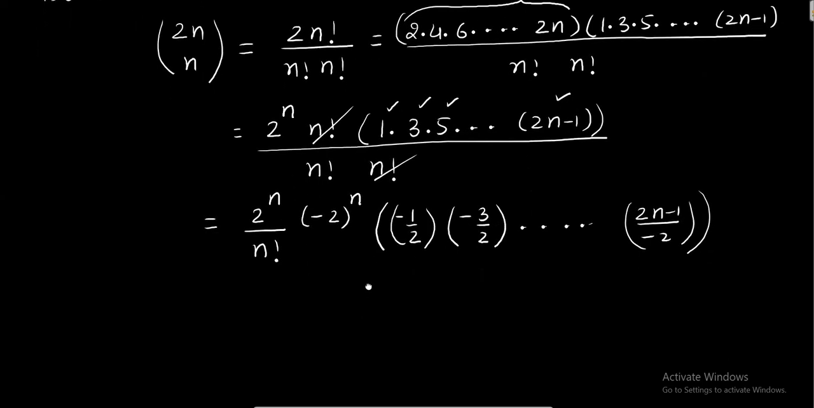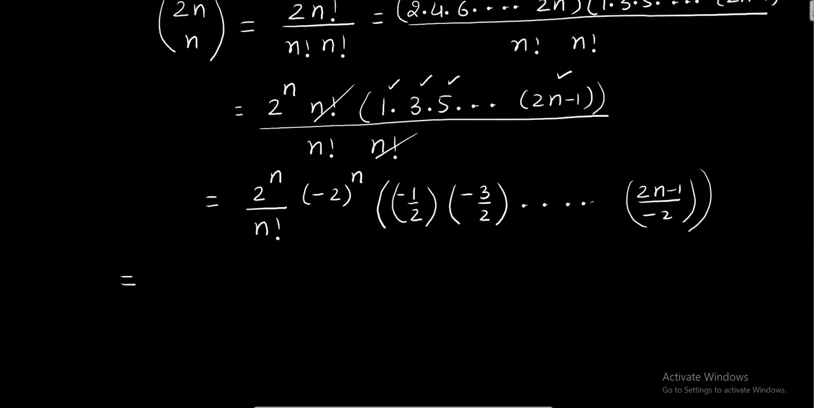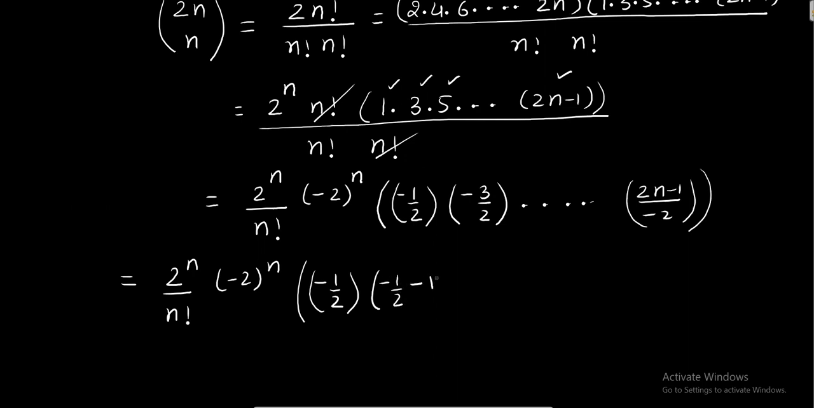I'm going to write it in a little symmetric way. What is that symmetric way? Let's see. 2 power n upon n factorial as it is. Minus 2 power n. Then come to the first term, minus 1 by 2. This minus 1 by 2 I'm going to write as it is. But when you look at the second term, minus 3 by 2, that I'm going to write as minus 1 by 2 minus 1. The third term is minus 5 by 2, which can be written in this form. Keep writing till you reach the last term, which will be minus 1 by 2 minus n plus 1.